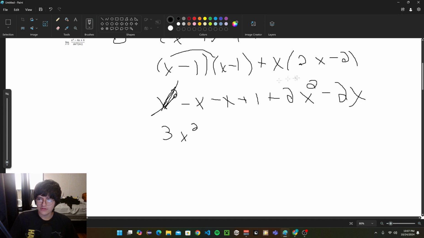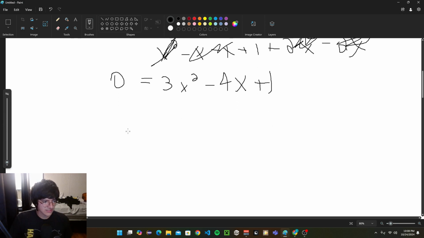And then we're going to cross these out just so we don't get confused. This negative x and this other negative x is going to give us negative 2x. And then we also have a minus 2x. Minus 2x will give us negative 4x. And then we just have plus 1 left over. And essentially this is all equal to 0.